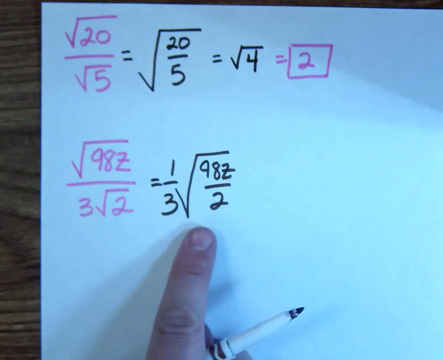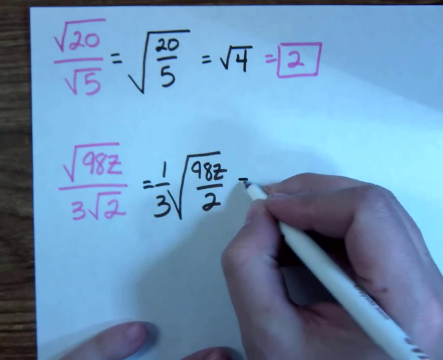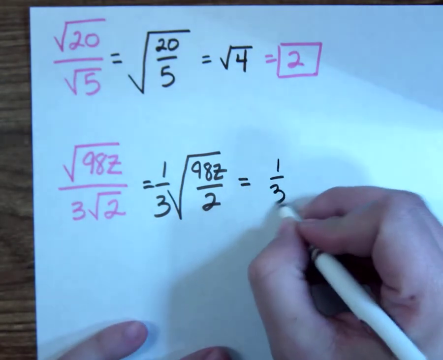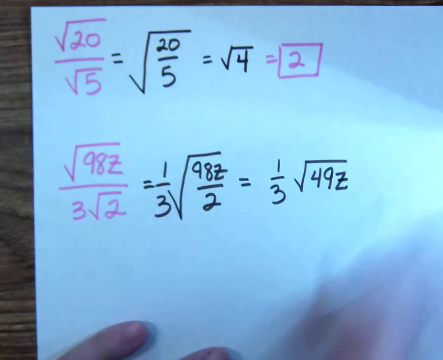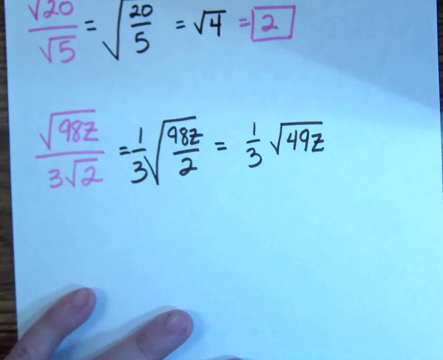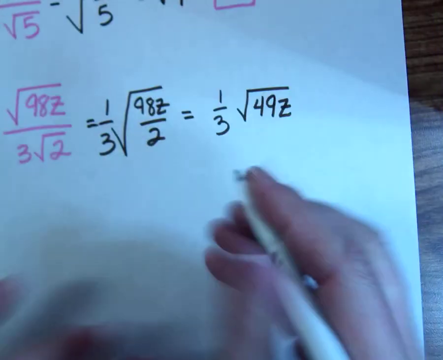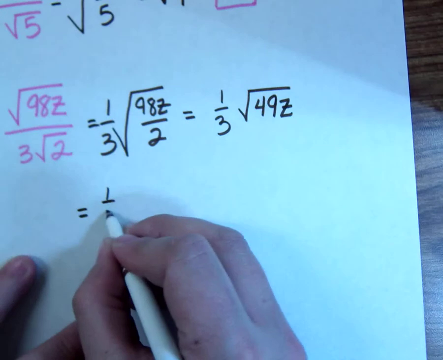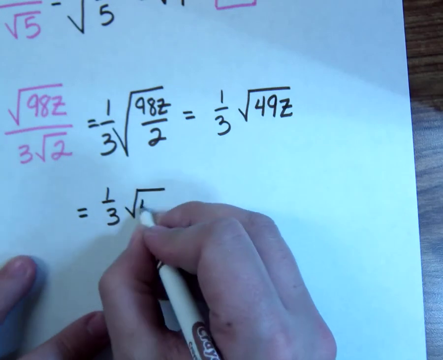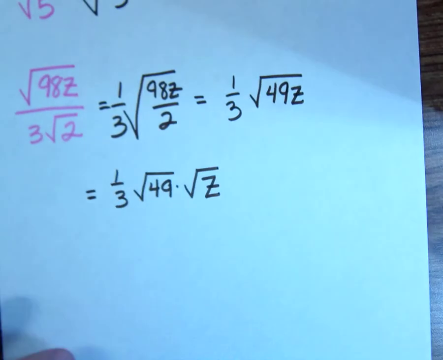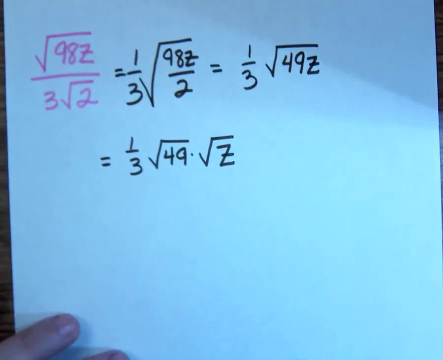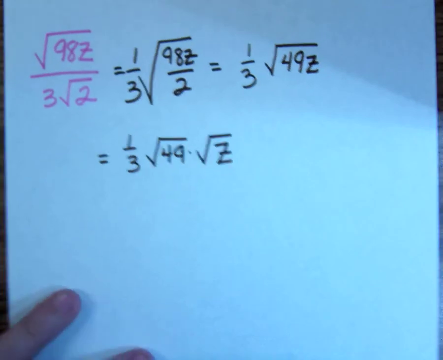The square root of 98z over 2, I can just put that together, right? What's 98 divided by 2? That's right, 49. So this is the square root of 49z. I can separate this into two different things. 1/3 times the square root of 49 times the square root of z. That's an advantage for me because the square root of 49 is just some number. The square root of z, I'm afraid, is going to have to stay inside the square root.